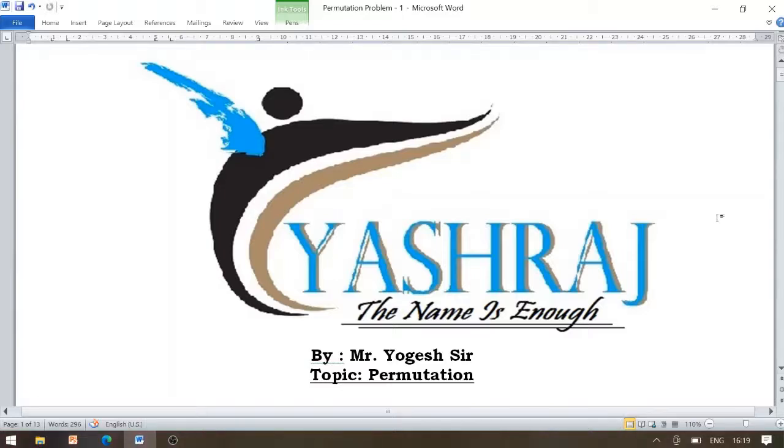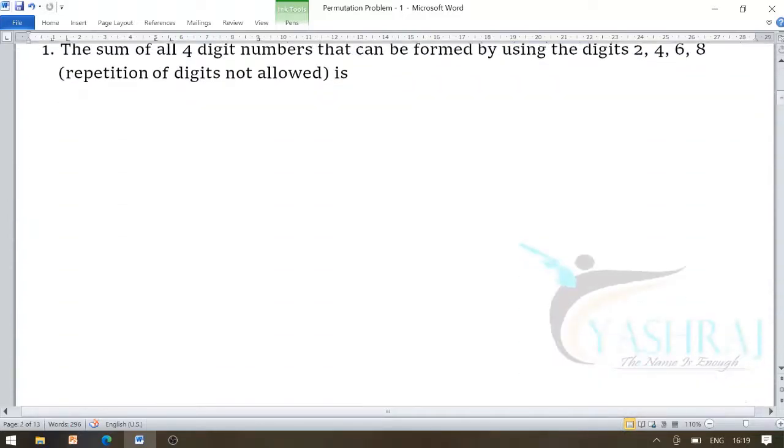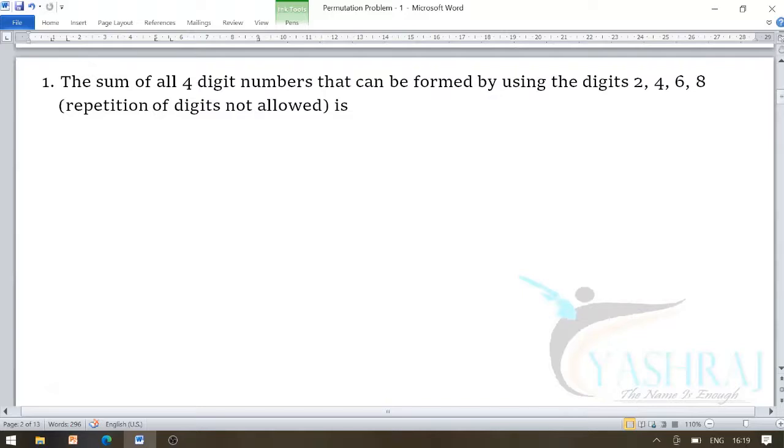So in this lecture we are going to discuss a few problems dependent upon permutation. So here is your first problem. The sum of all 4-digit numbers that can be formed by using the digits 2, 4, 6, 8. Keep in mind, repetition of the digits is not allowed.